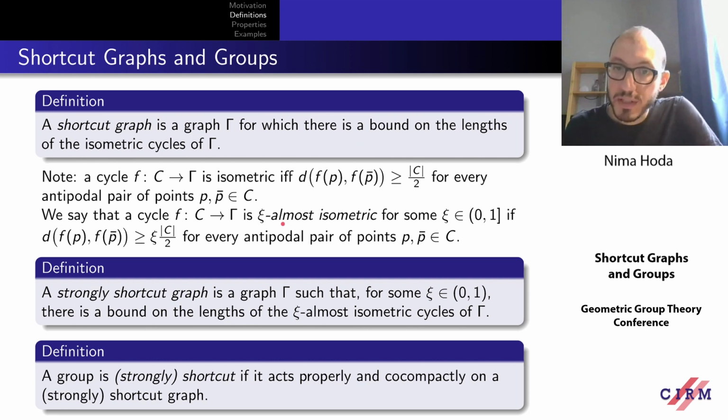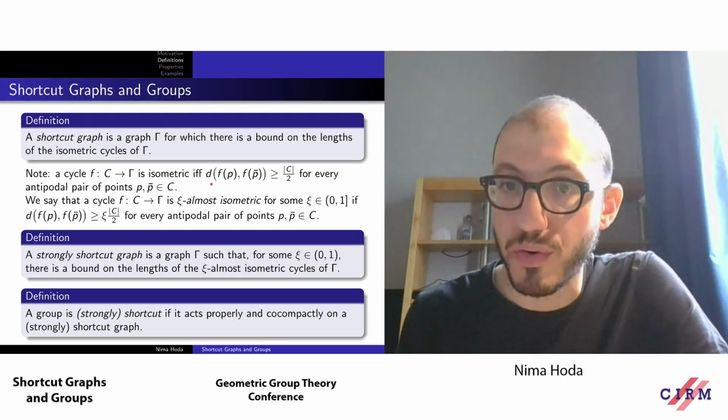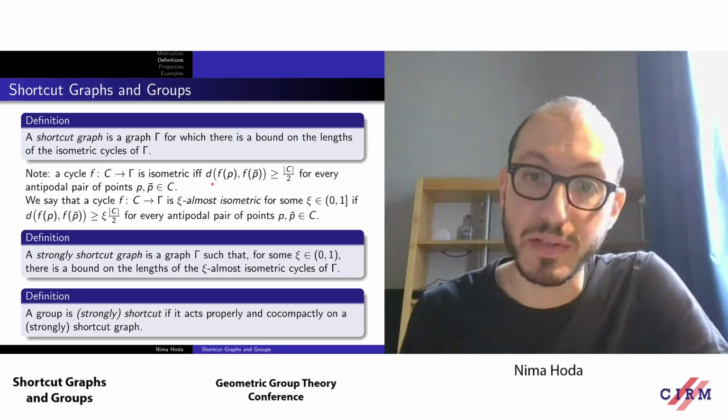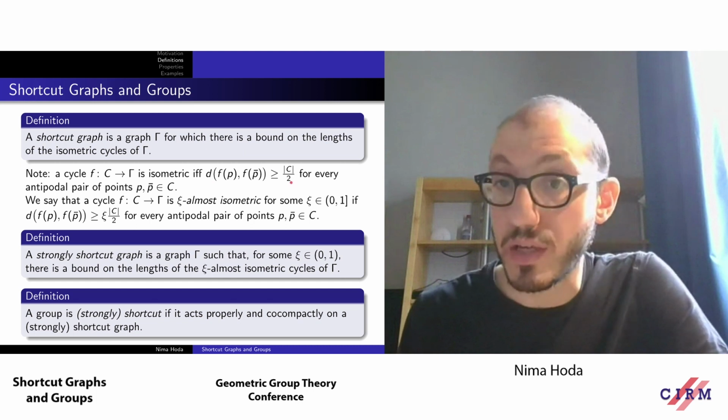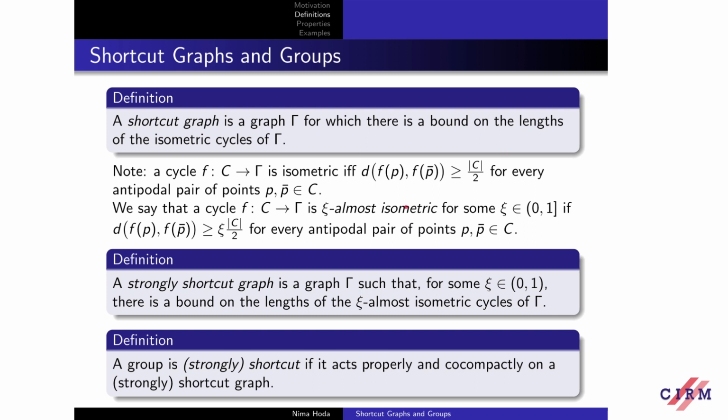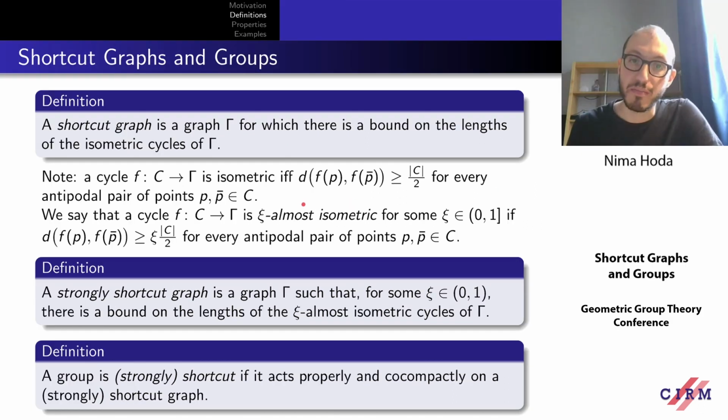So I'll point something out here now, that a cycle F is isometric if and only if, just when looking at antipodal pairs of points, P and P bar, the images F of P and F of P bar are at distance at least C/2, at least half the length of the cycle. Of course, cycles are 1-Lipschitz maps, and P and P bar are at distance C/2 in the cycle. So in fact, what you get is equality there. But I write it this way to help motivate the next definition.